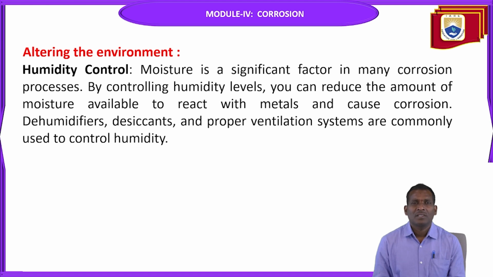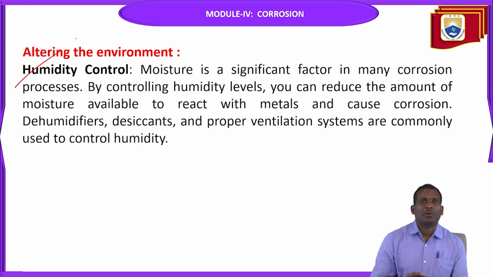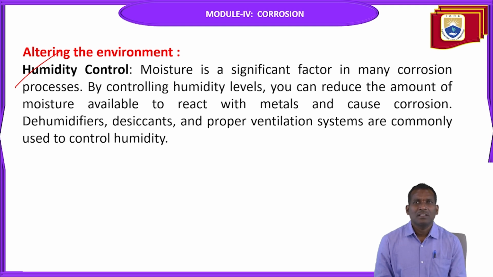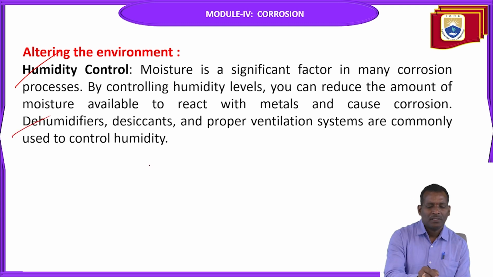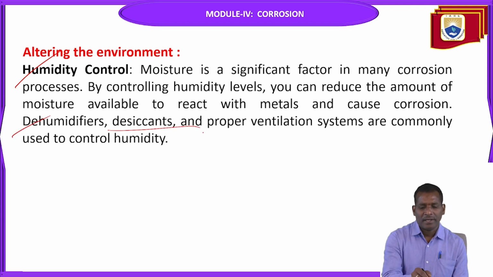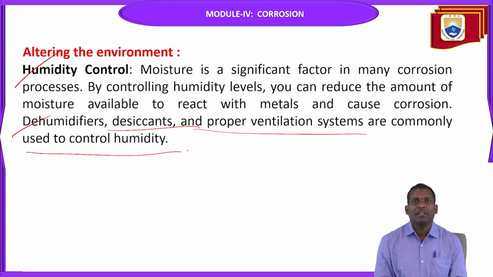Similarly, humidity control. Moisture is a significant factor in many corrosion processes. By controlling humidity levels, you can reduce the amount of moisture available to react with metals and cause corrosion. Dehumidifiers, desiccants, and proper ventilation systems are commonly used to control humidity.